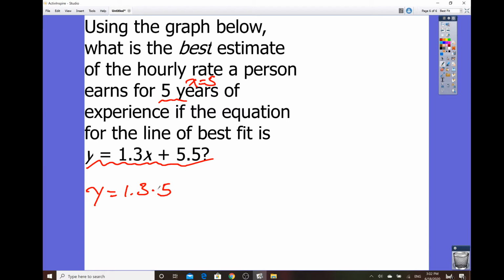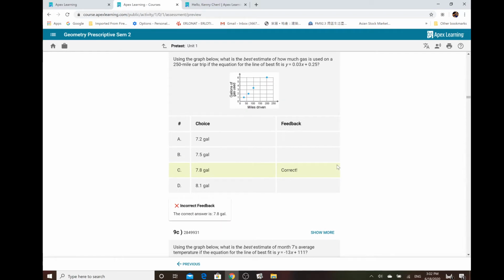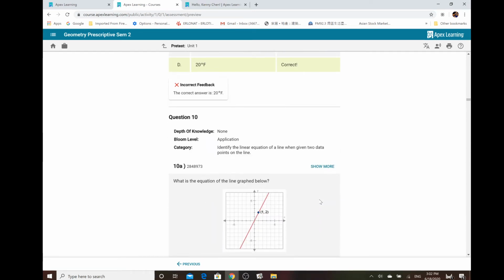Okay, so what we can do here is start with y equals 1.3 and plug in a number, so times 5 plus 5.5. So 1.3 times 5, so 3 times 5 is 15, 1 times 5 is 5 plus 1, so 6.5, plus 5.5. So eventually it's going to be 12. Okay, so it's $12 per hour for the final rate. And the rest of this is quite similar. Whatever x value you have, just plug that into the linear regression model and then calculate the y value. If you need a calculator, you can always use a calculator for this.